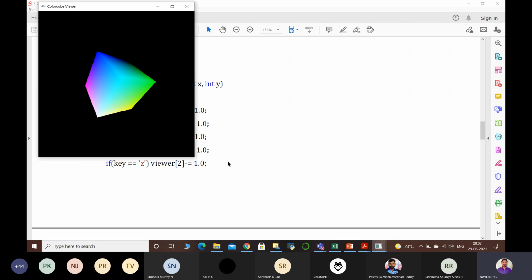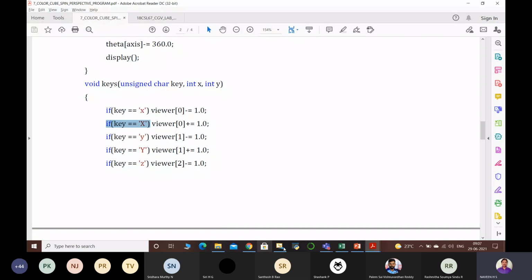So only a slight change, only 4 to 5 lines newly added in this program. That's it. Apart from that, everything is the same. The concept is also the same. Just the perspective viewing concept we are applying here. So just for clarification, I will execute the third program once again.